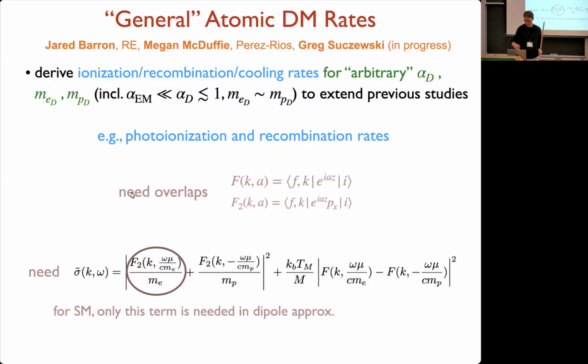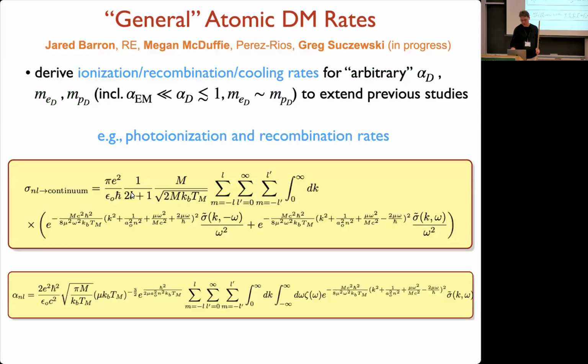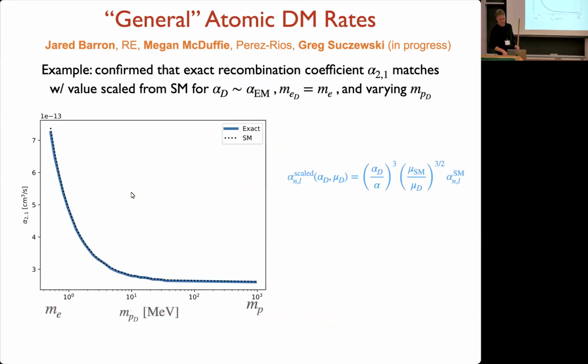And if you want to extend this parameter space away from the standard model approximations, the equations get complicated. I'm not going to discuss them in detail. They're numerically quite annoying to solve, but you can do it. One example is that so far we've confirmed that the exact recombination coefficient, going from a continuum state down to the n equals 2 state, the 2,1 state, matches the value from the standard model.